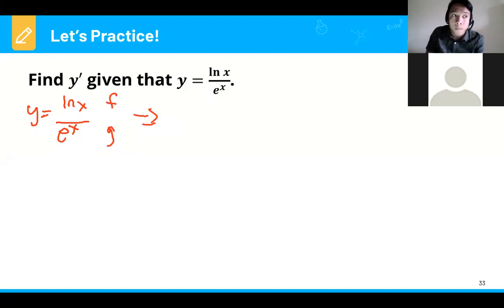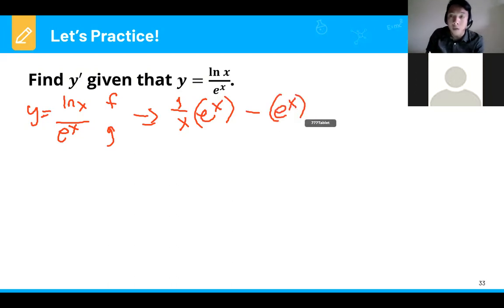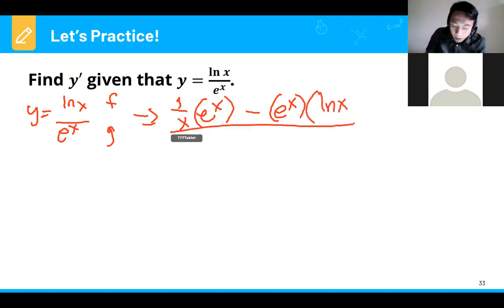the derivative muna ng f. Tama? So the derivative of f, ln x, we have 1 over x multiplied by the g, which is e raised to x, minus, because nasa division tayo, minus the derivative of e raised to x. Ano ba derivative of e raised to x? Copy, just copy only, right? And then, multiplied by ln x, all over e raised to x squared.